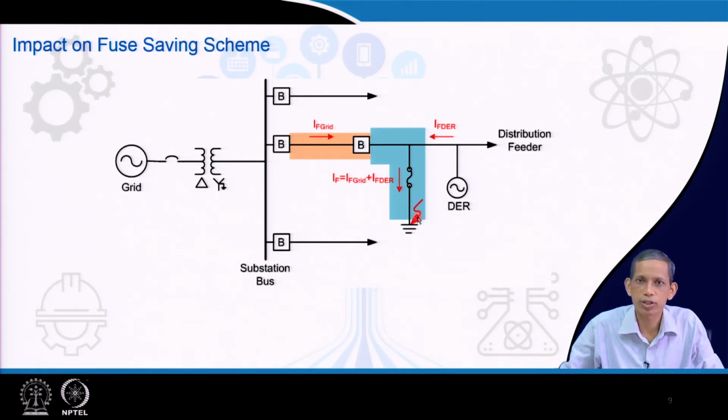For most of the transient faults, the restoration time becomes less and there is no need to go for replacement of the fuse. So, that is the principle of the fuse saving scheme.